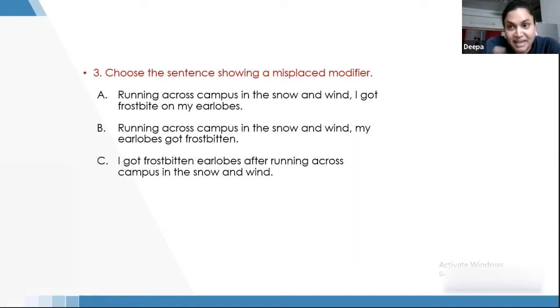Section A looks the best because running across the campus in the snow and wind, who ran, I ran. So I got frostbite on my earlobes is far better correction than anything else. So therefore we go with third A.